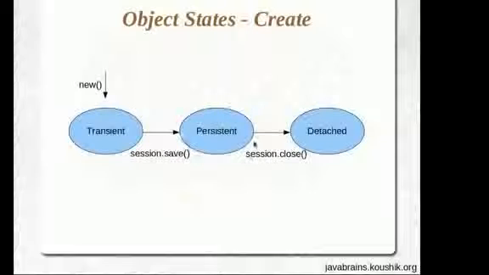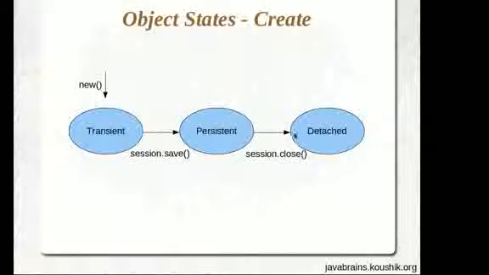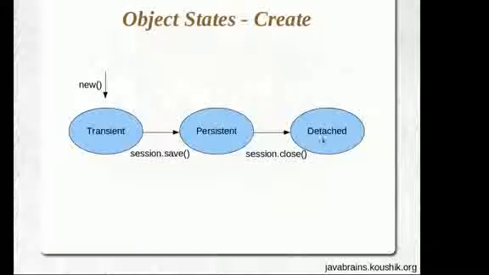Now, once we are in this persistent state, Hibernate will keep track of the changes and then it'll update the database accordingly. And once we are done with our action, we do a session.close. And the moment we do a session.close, it moves from being persistent to detached. Okay, so this is the flow for a create, the example that we saw in our previous tutorial.